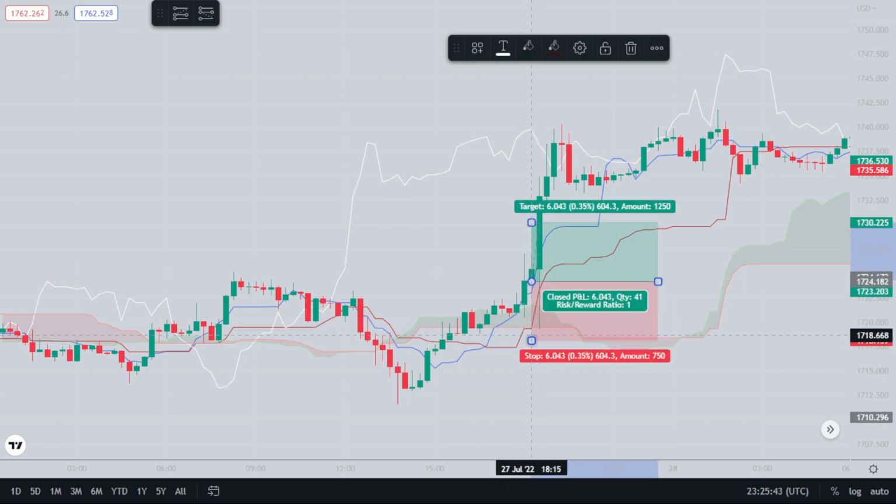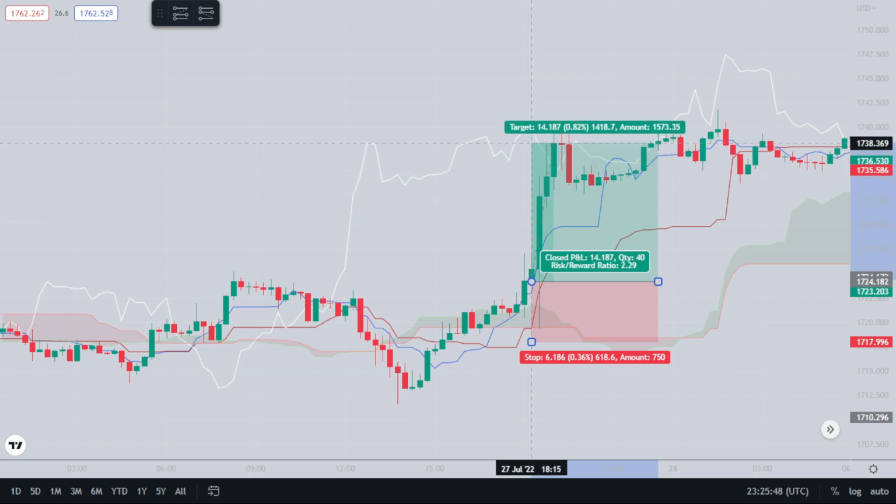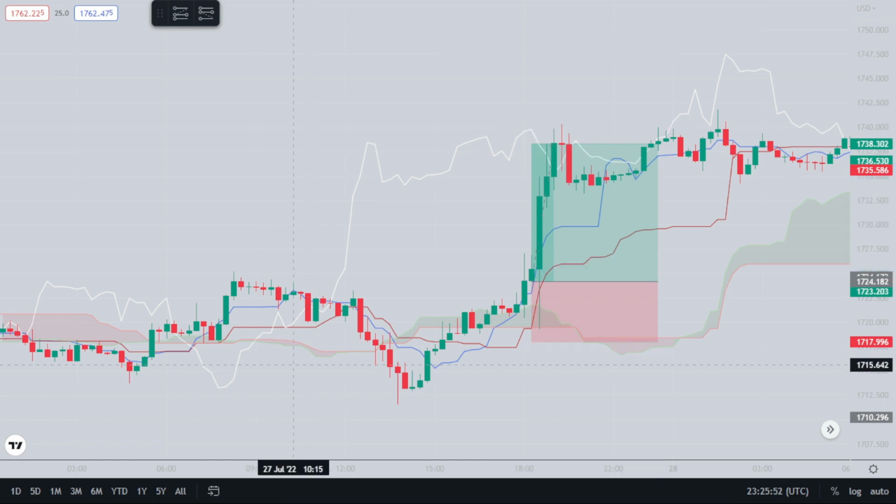So in this case all the rules are completed and we are ready to put our entry after the opening of the next candle, putting our stop loss under the Ichimoku cloud and targeting 2 times our risk. And as we can see, the market goes up and hits our target.